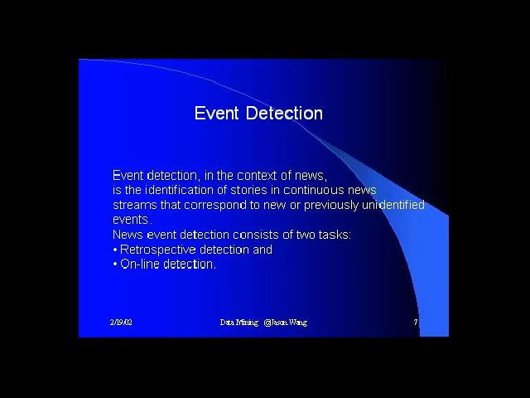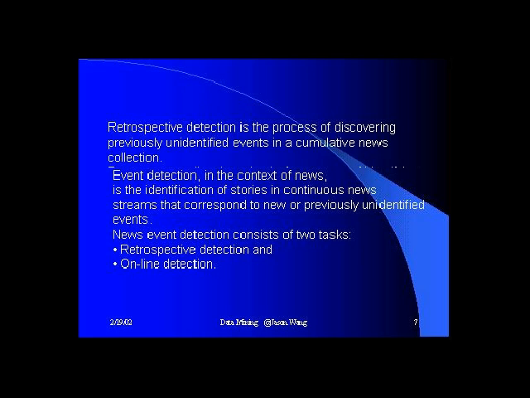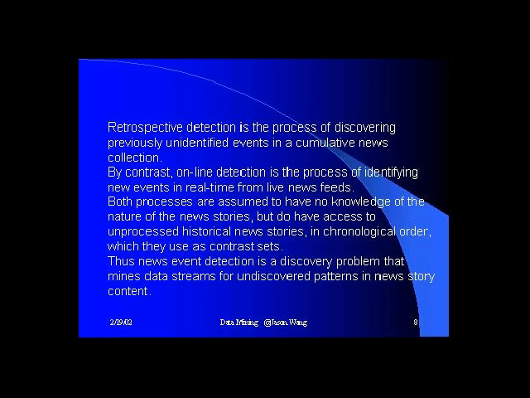People apply clustering algorithms to event detection. What is retrospective detection? In essence, retrospective detection is to discover previously unidentified events in a cumulative news collection. So you have a bunch of news at your hand where each news is nothing but a string. You look at the news: Michael Jordan is coming back to the basketball court, and so on. That's a string, but you can interpret that semantically, then you know that's that story.